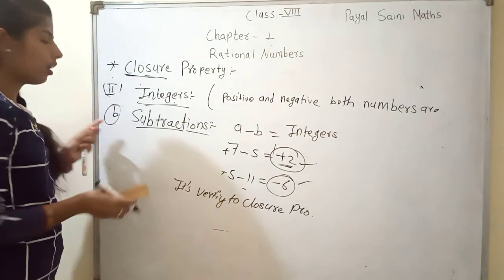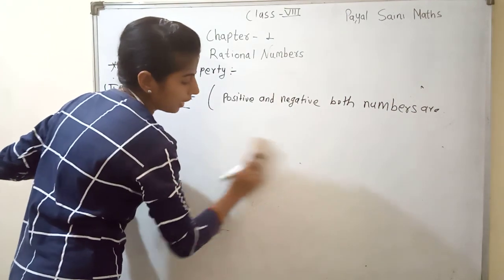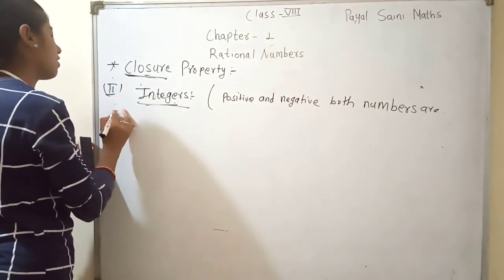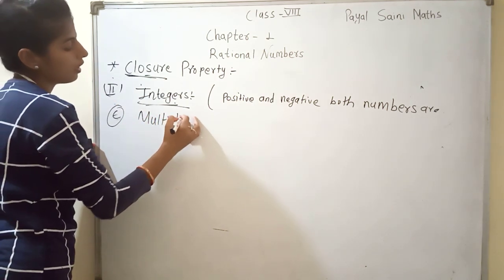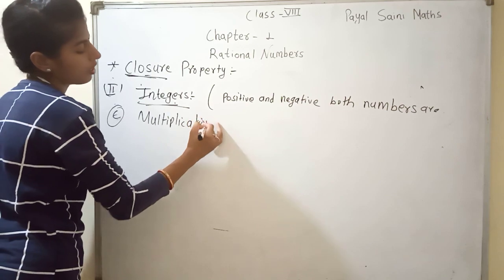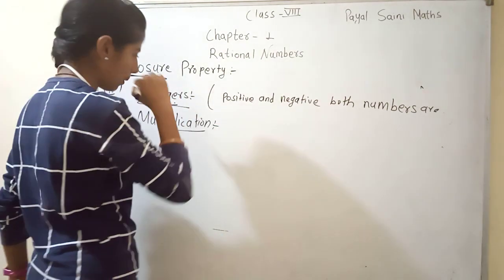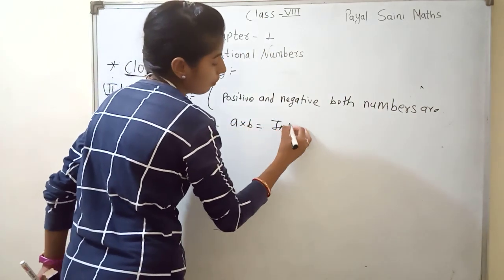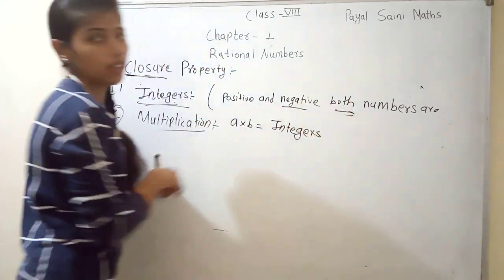Now we start the third point. Third point is multiplication. I write here C point, multiplication. Now we check for integers in multiplication whether it verifies the closure property or not. For this, a into b equal to, your answer should become an integer. Integers means positive and negative numbers both.